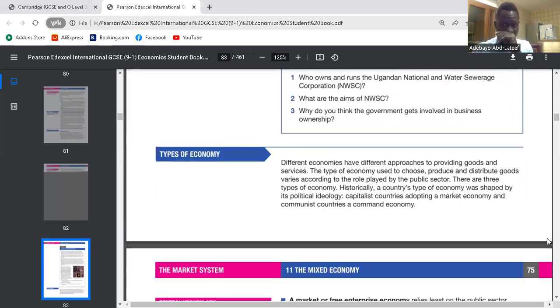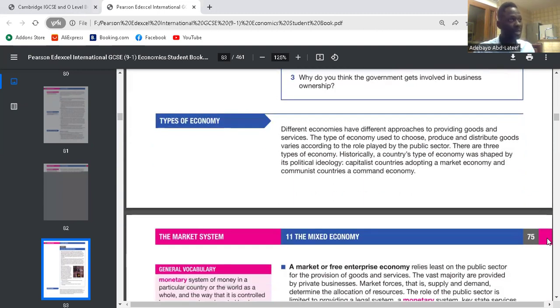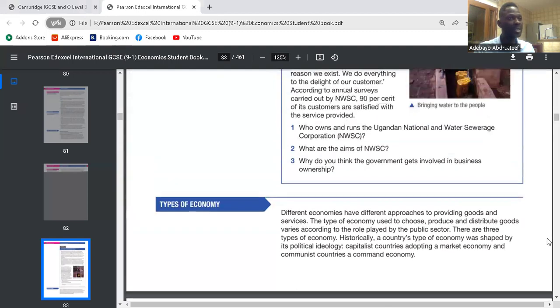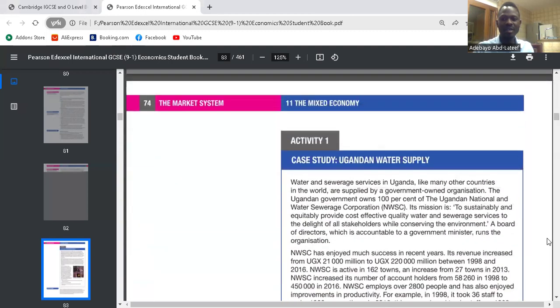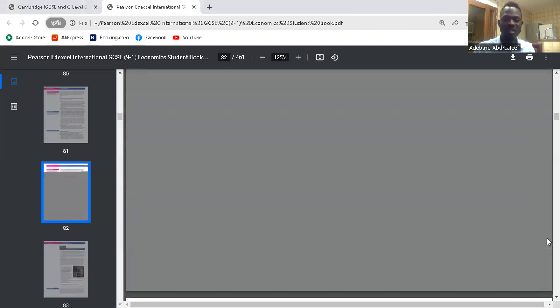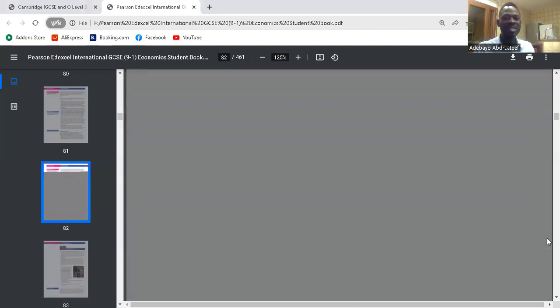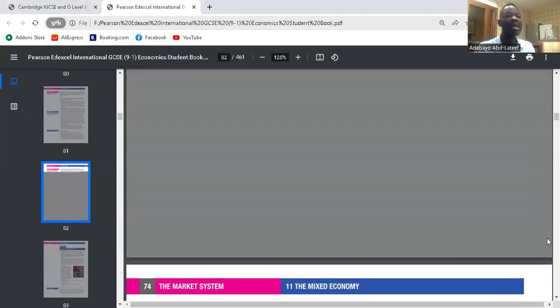Now go to types of economy. Or is there anything I'm missing? No, we still have aims of public sector organization. So what are the aims of public sector organization? The first one is improving the quality of services. So let me just start with the first one.